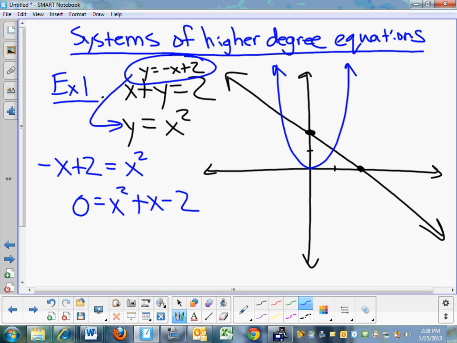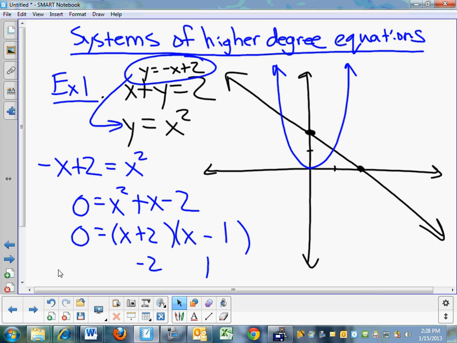Set it equal to 0. Anytime you have a higher degree equation, you're going to look towards setting it equal to 0, so we can use the zero product property. This does factor. 0 equals x times x. What multiplies to -2 and adds to 1? +2, -1. What are my solutions? 1 and -2. Are those the x values or the y values? Those are the x values. We just solved for x.